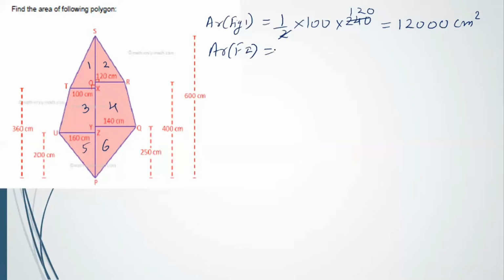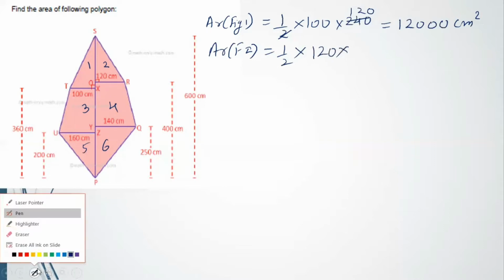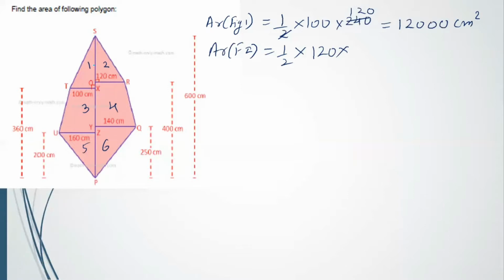Now we find the area of figure 2. Figure 2 is again a triangle. So half, let us take the base as 120. Now we need to find the height. For finding the height, look at this. This distance is given as 400 and this complete distance is 600. So 600 minus 400, I get 200. So half into 120 into 200. If I simplify, dividing 200 by 2, I get 100, and 100 into 120, I get again 12,000 centimeters square. So we did figure 1 and figure 2, which were triangles.